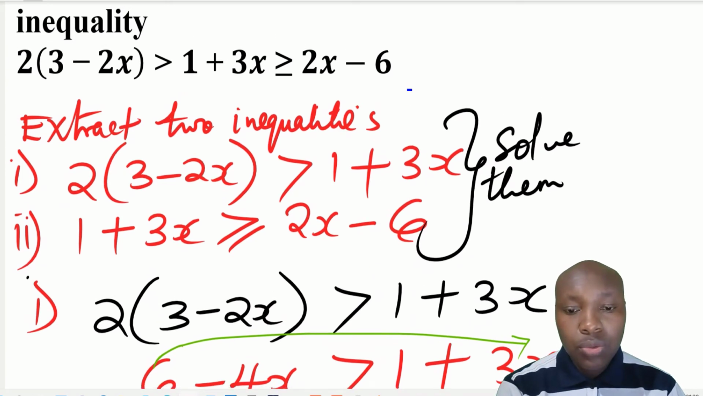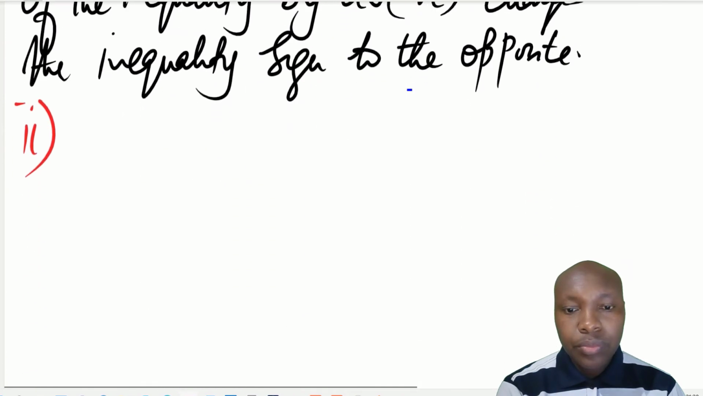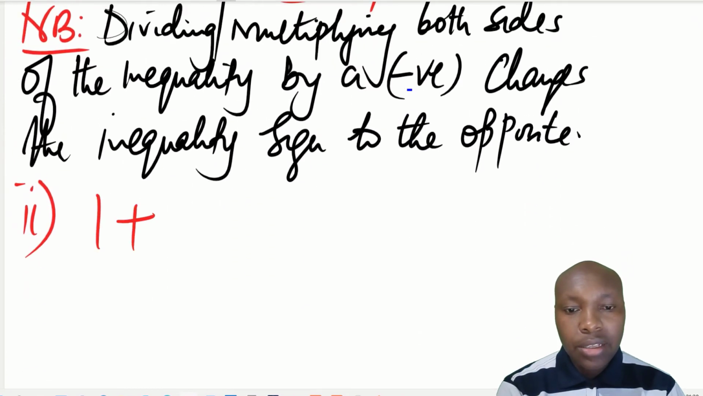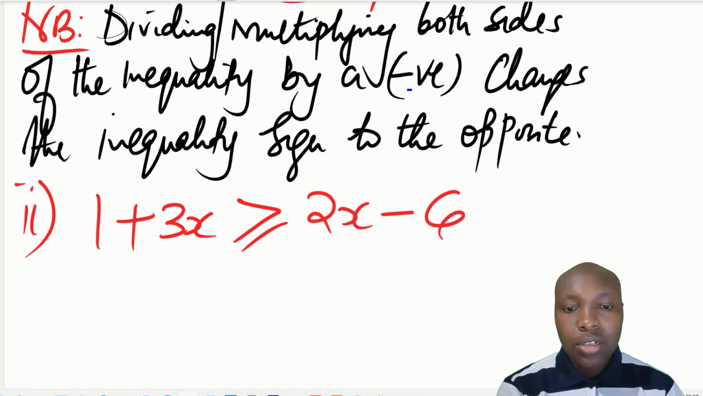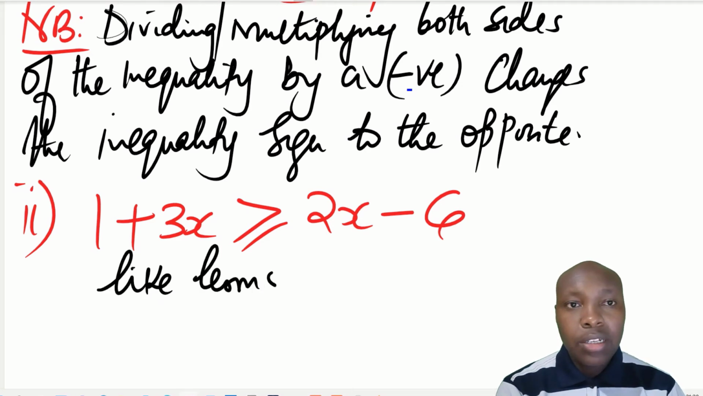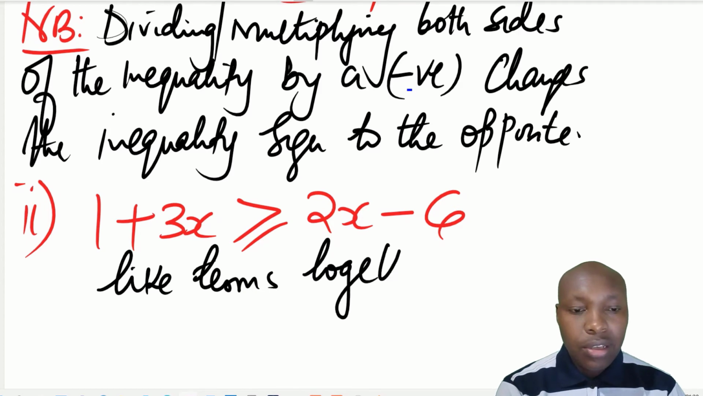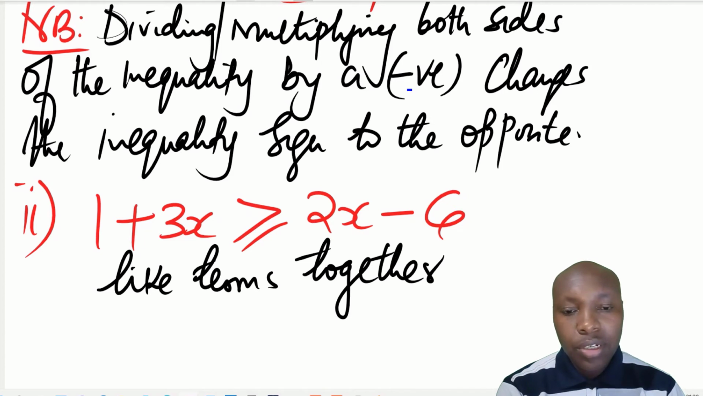Now let us go to the second equation, and the second equation is here, which is 1 plus 3x is greater than or equal to 2x minus 6. That is the second equation that we extracted. Now, as usual, we solve it by bringing the like terms together. The x's should be together and the constants should be together on the same side of the inequality.